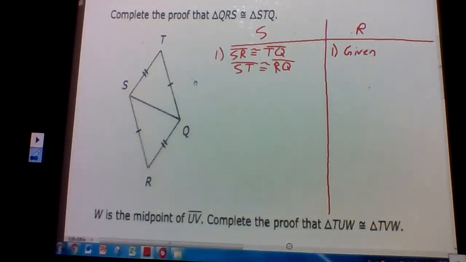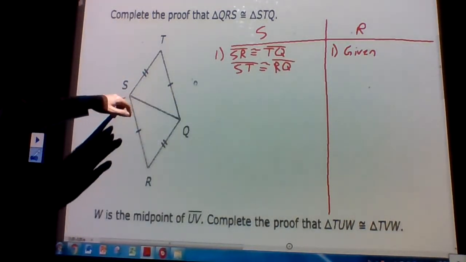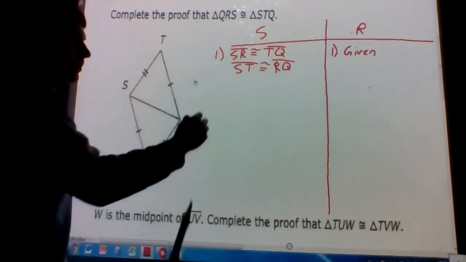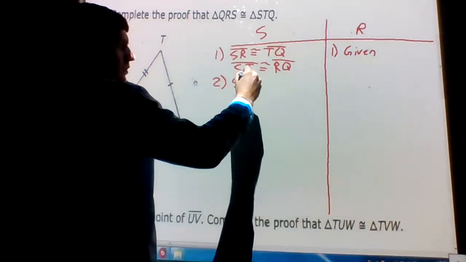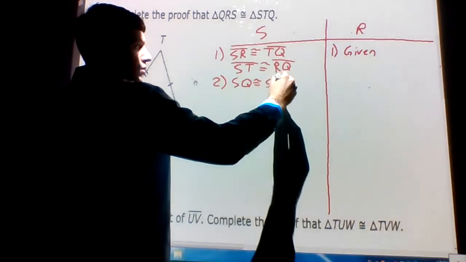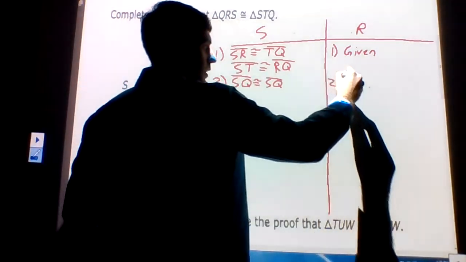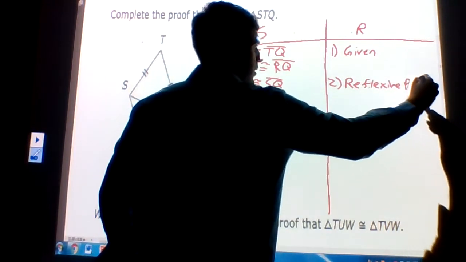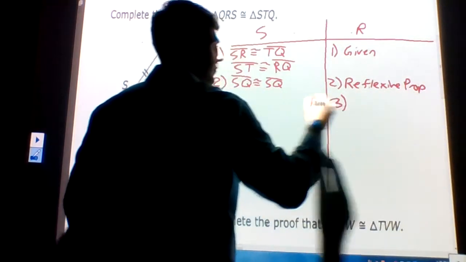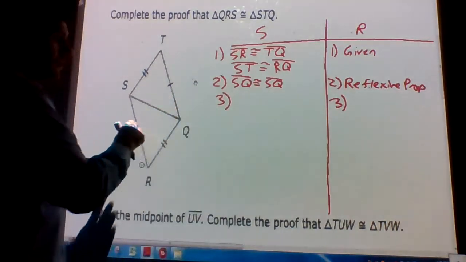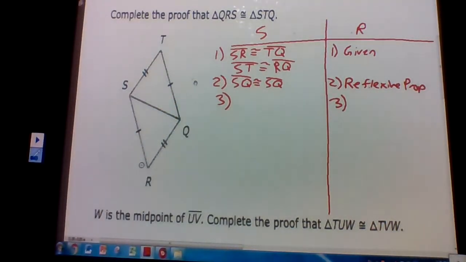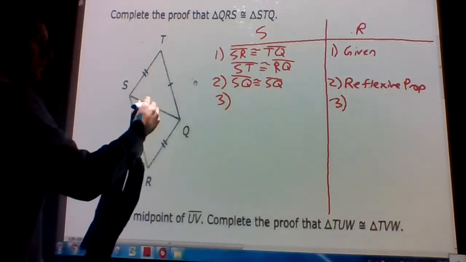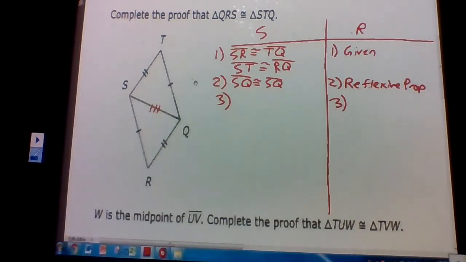We go down our list. We don't have vertical angles, but we do have shared sides. The side that's being shared is SQ. So we know that SQ is congruent to SQ by the reflexive property. SQ in the top triangle is the same as SQ in the bottom triangle because it's the same line. Okay, then we put our 3 hash marks there.